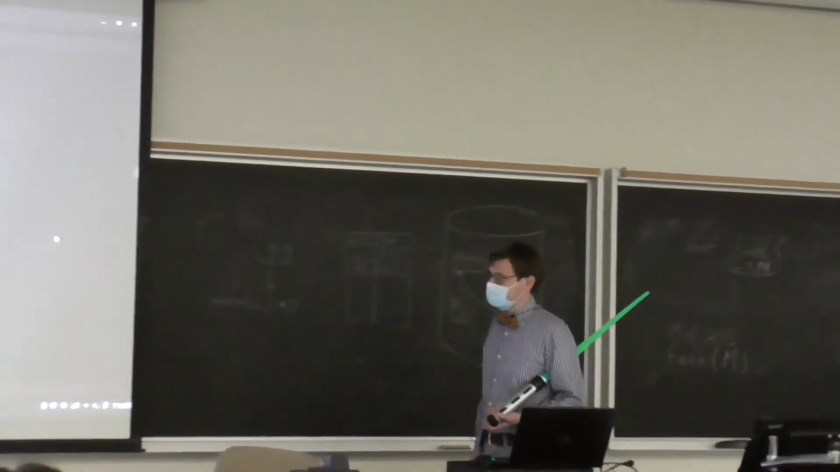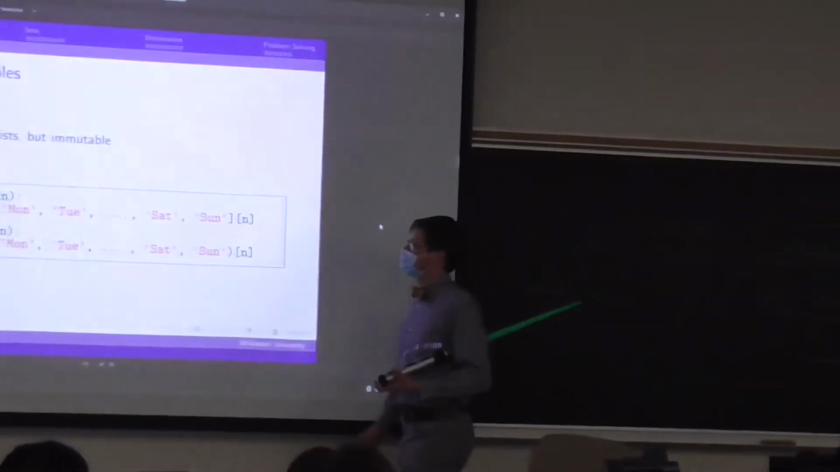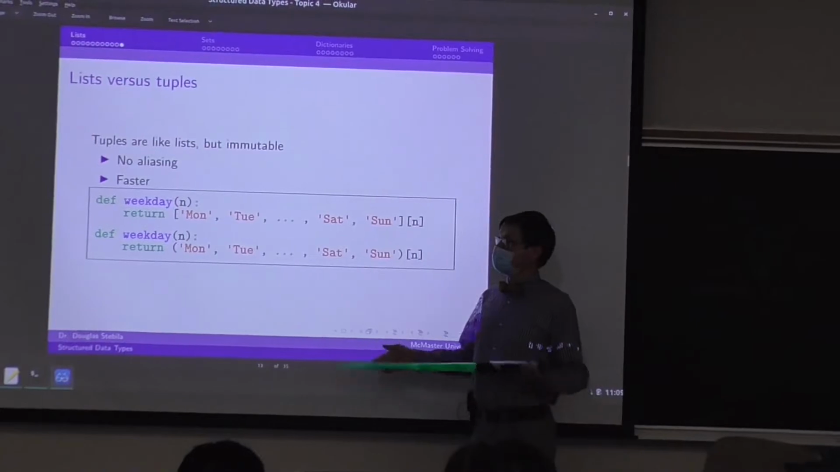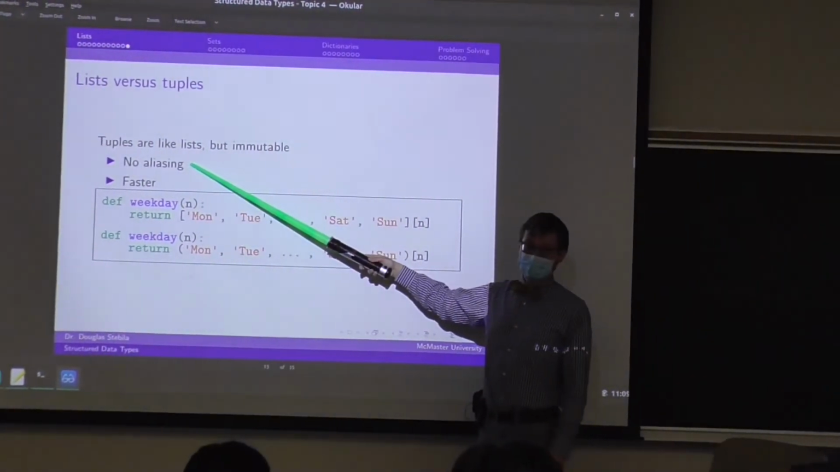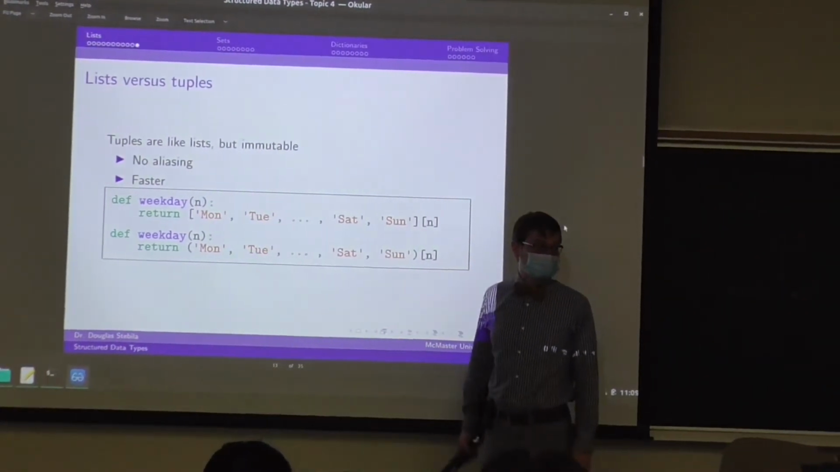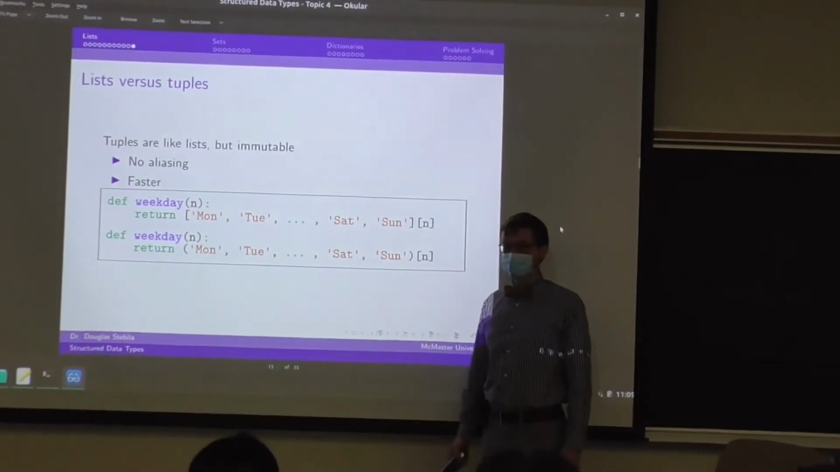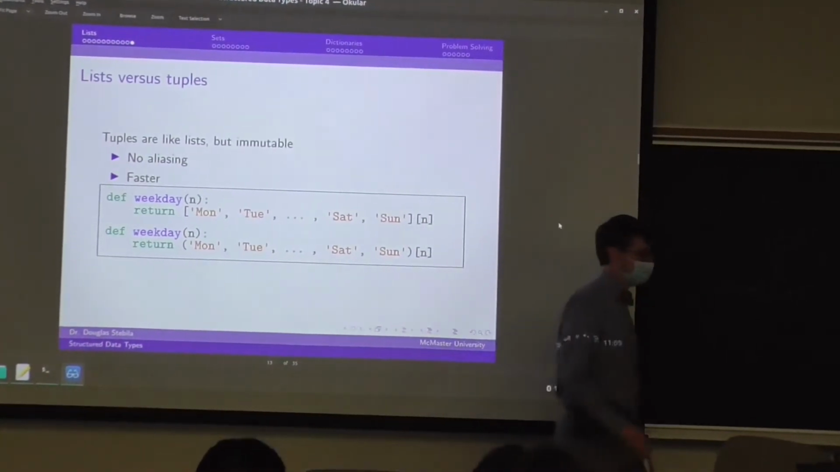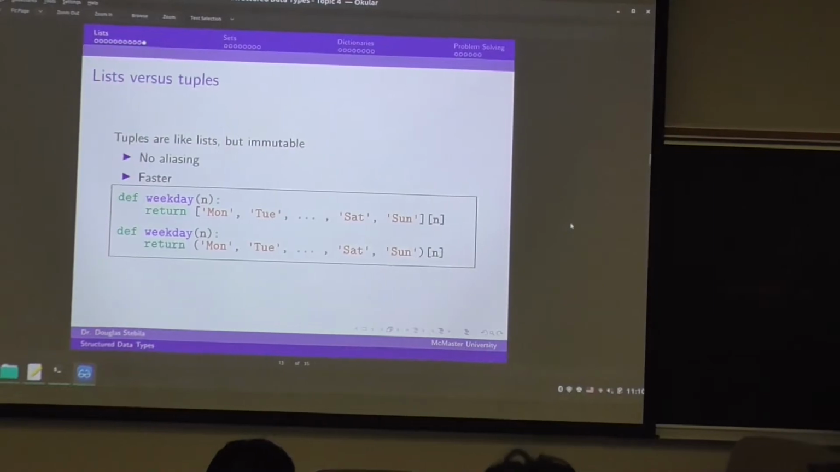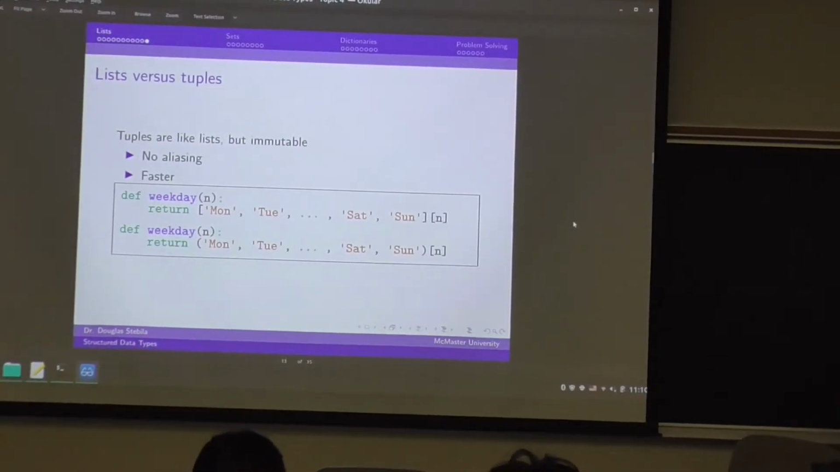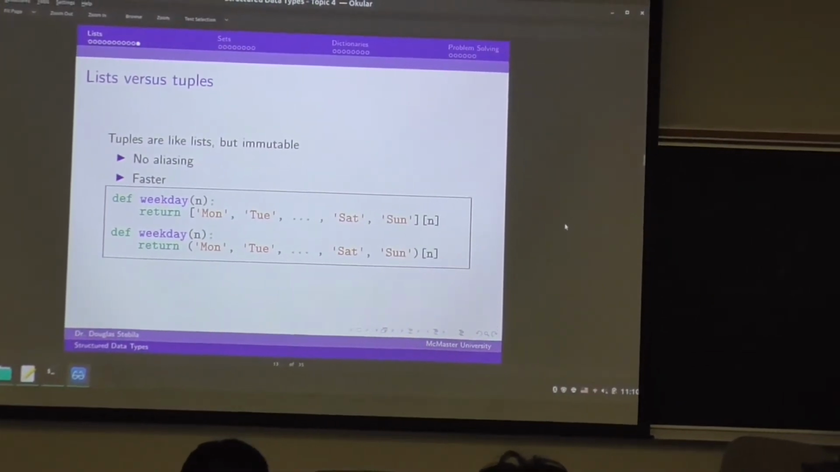So, tuples are like lists, but immutable. Tuples do not alias, they do not use aliasing, and they are faster. They're faster because there's less memory copying. But yeah.